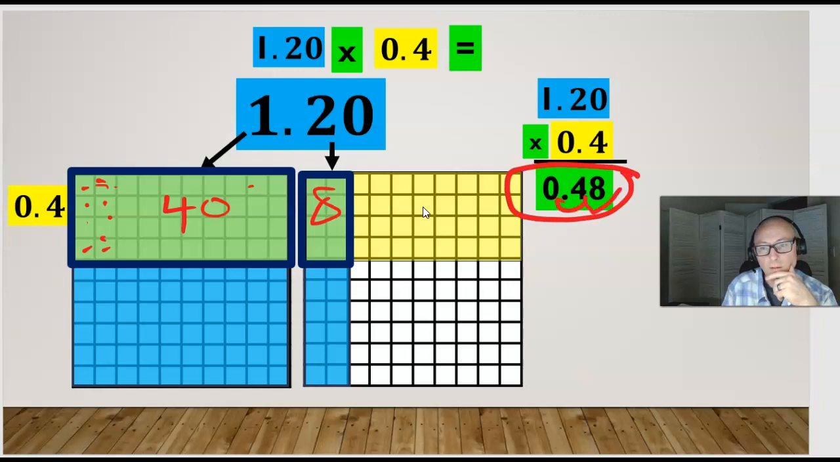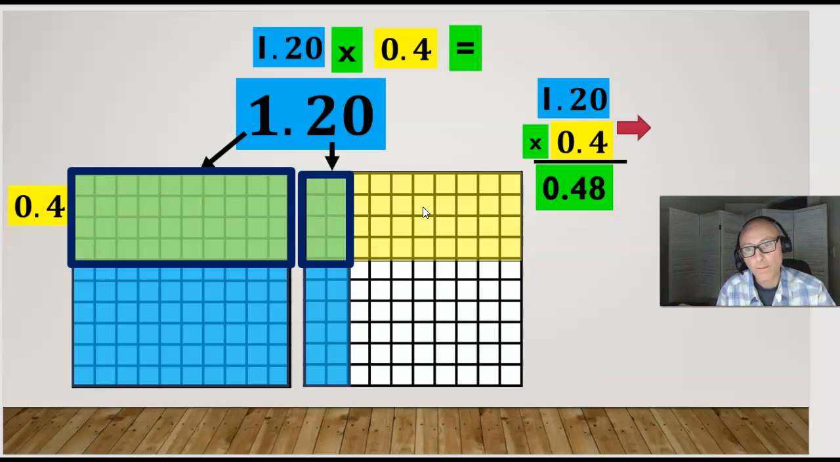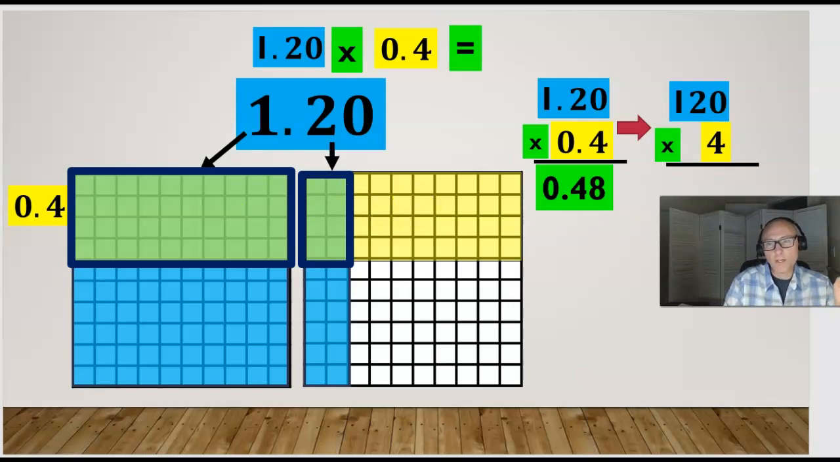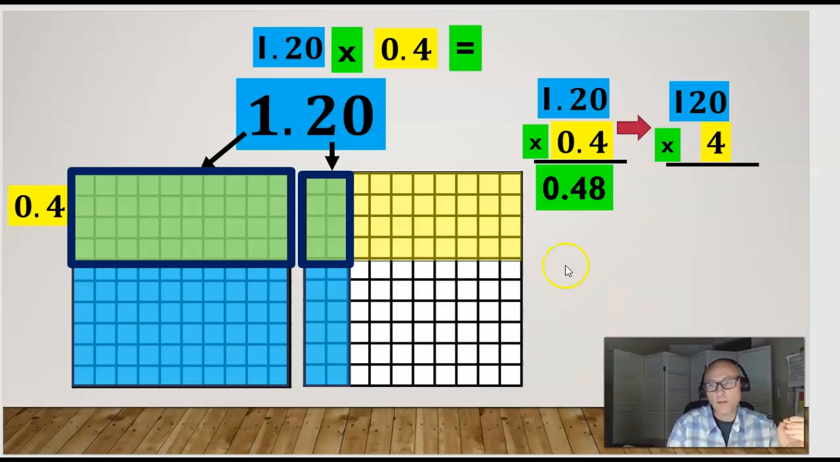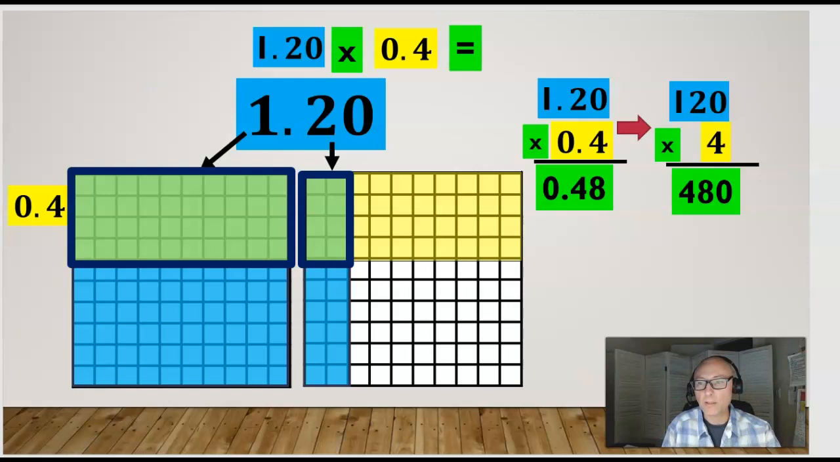So, yeah, 1, 2 still works, right? Okay. But here's the thing. 120 times 4 is not 48. So now we have something to think about. 120 times 4 is, if I come on, Microsoft PowerPoint, 480. So would that still work if we did it this way?